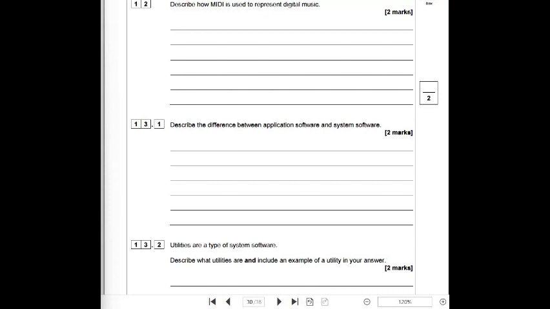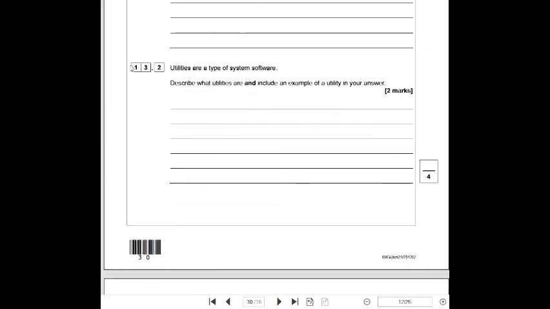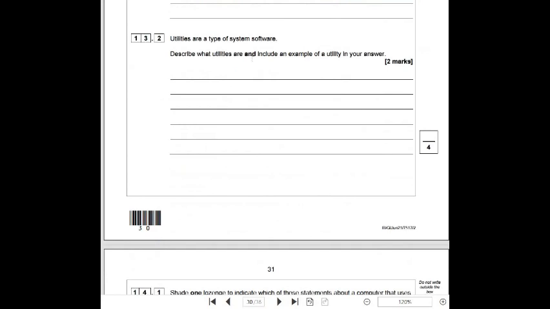Right, number 13, describe the difference between application software and system software. So application software will perform user-oriented tasks, whereas system software is used in the management of computers. Utilities are a type of system software, so we need to describe what utilities are and include an example of a utility. So I would say utility software performs non-core tasks, and examples would be disk defragmenter, backup, etc. A utility is software that performs specific management functions of a computer, such as backing up files. That's 1 mark right there.